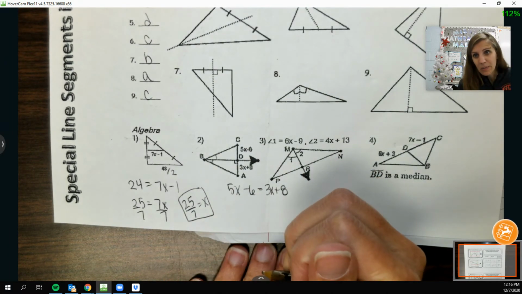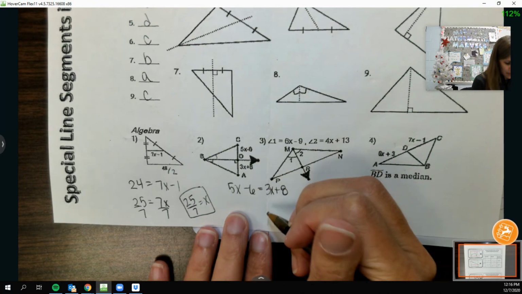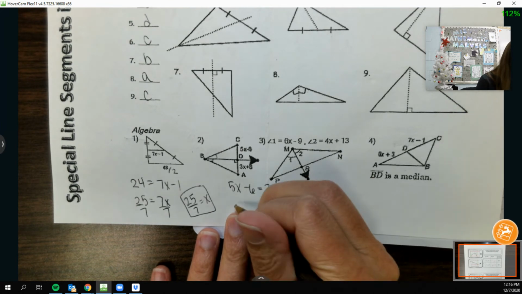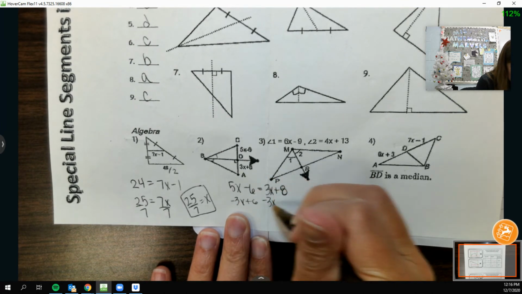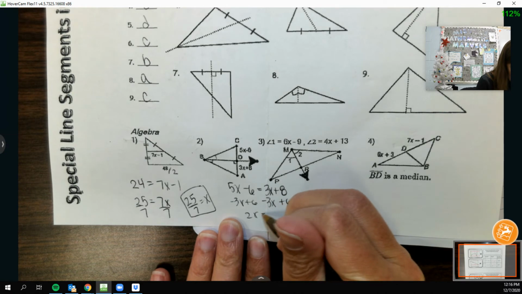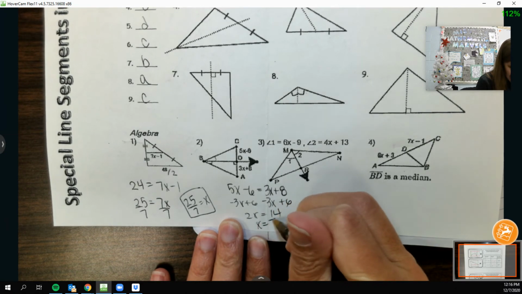I think that's what those numbers are. They're really hard to see and blurry. I would subtract the 3x both sides and add the 6. So 2x equals 14. So x is 7.